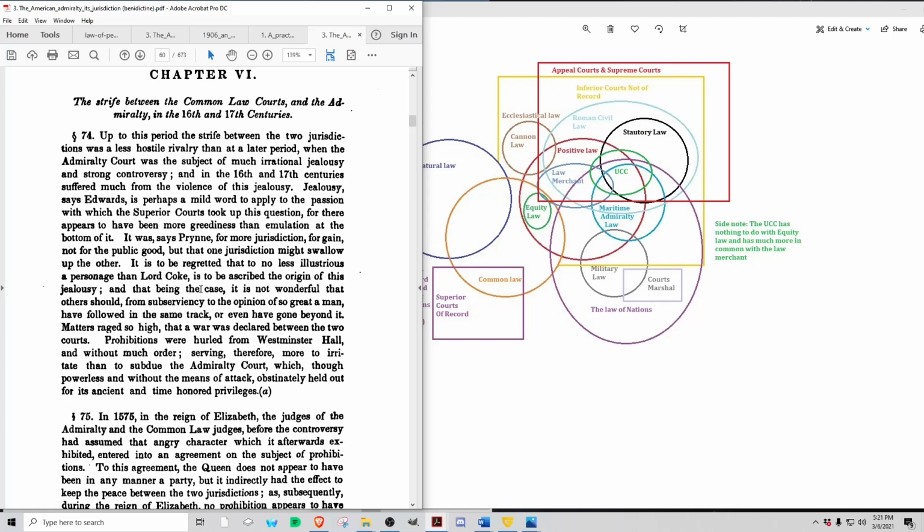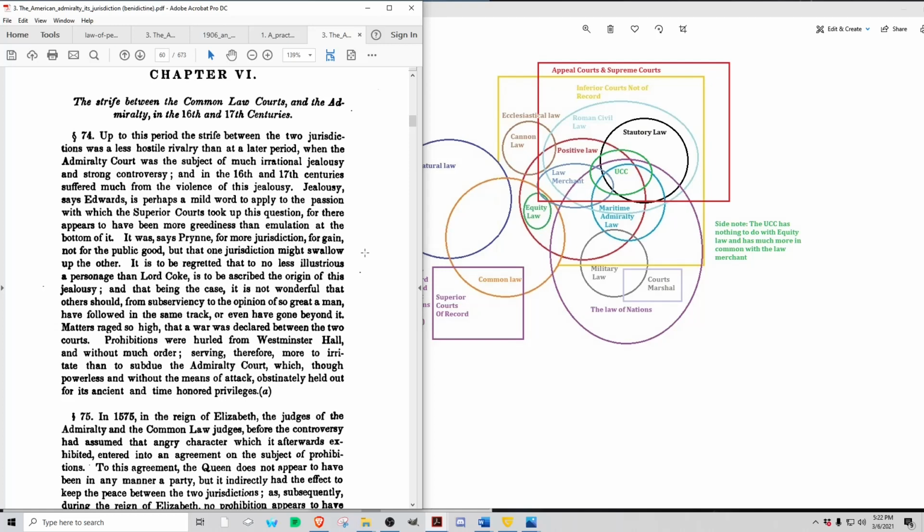And in the 16th and 17th century suffered much from the violence of this jealousy. Jealousy, says Edwards, is perhaps a mild word to apply to the passion with which the superior courts of record took up this question. For there appears to have been more greediness than emulation at the bottom of it. Well, greediness on the side of the Maritime Admiralty courts, absolutely. But of course, you got to remember, this is an attorney writing this in favor of the Maritime Admiralty law. Well, yeah. It was, says Breen, for more jurisdiction for gain, not for the public good, but that one jurisdiction might swallow up the other. Well, as far as I'm concerned, there should never have been Maritime Admiralty law in any reason coming onto the land. So, not swallow it up, but throw it back into the ocean where it belongs.